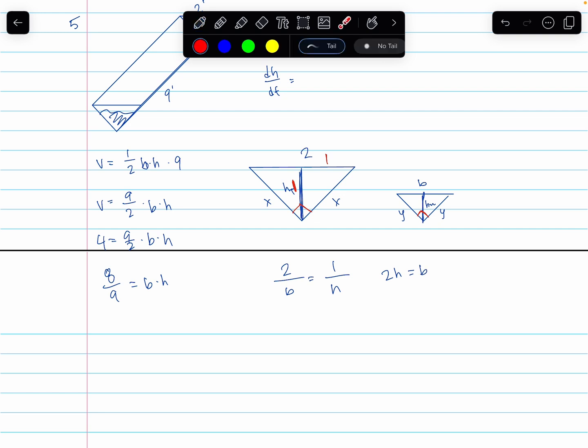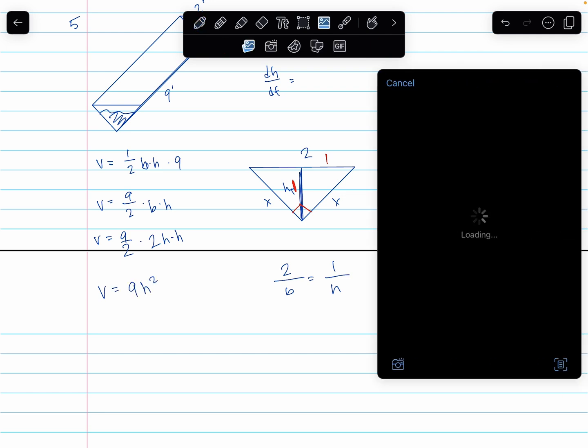Okay. Let me go back to this right here. So this is what we knew the volume to be equal to. And so I can go ahead and get rid of B. I can plug in 2H right there. So I get that the volume is equal to 9/2 times 2H times H. So volume is going to be equal to 9H squared. Perfect. That's what I want.